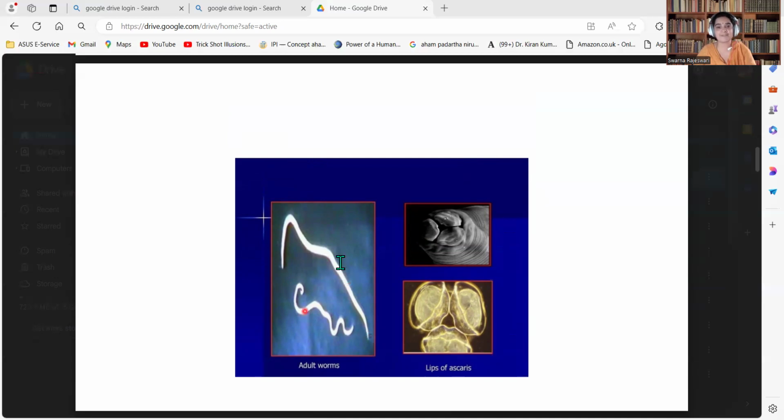There are male form as well as female form. So this is the male form as well as this is a female form. We can see here the female is larger or longer when compared to that of male. When we see the posterior end of the male is curved, whereas the posterior end of the female is straight.